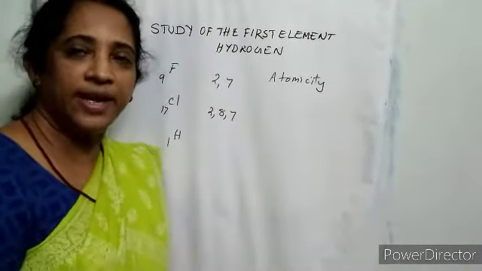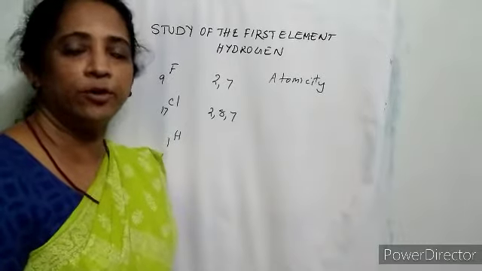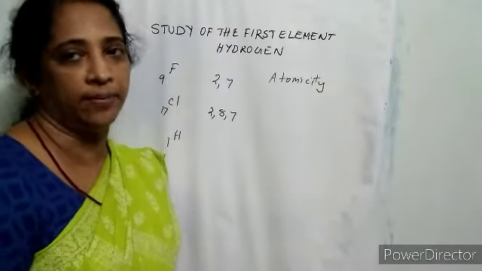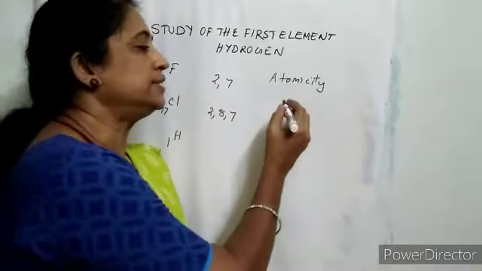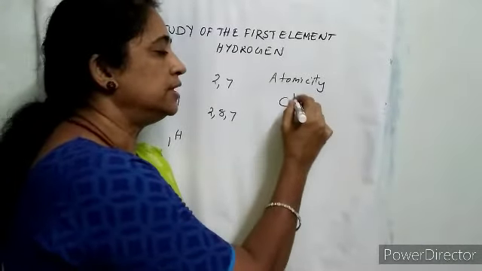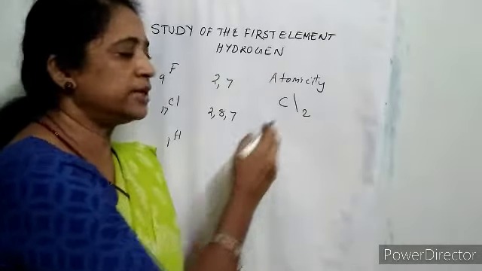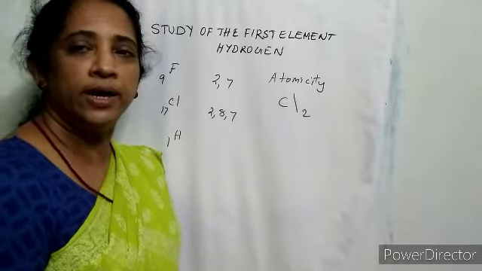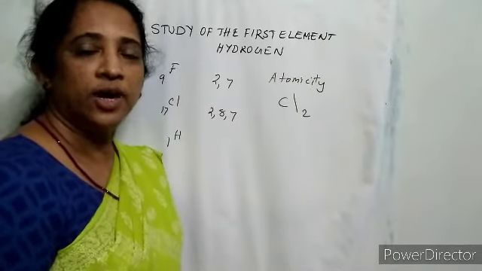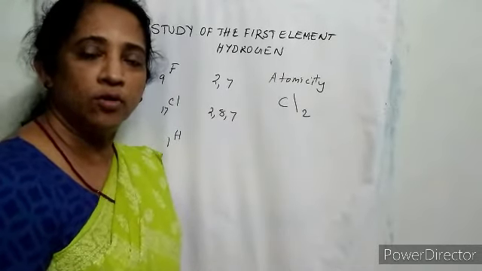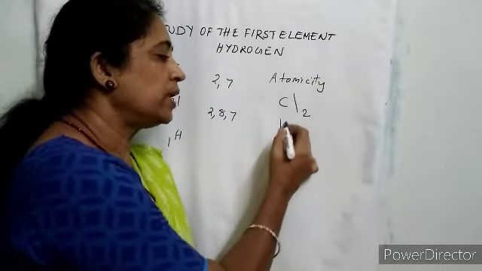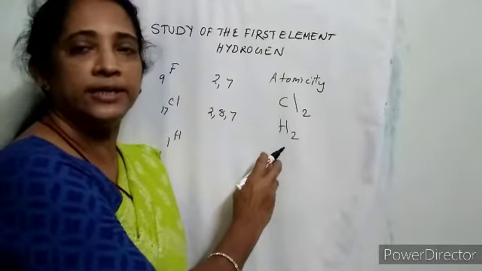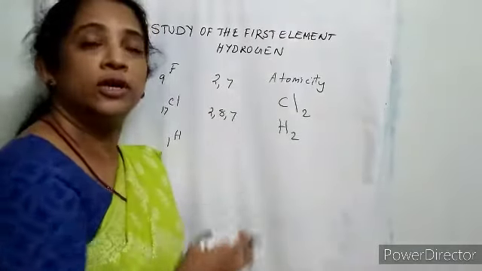The next similarity is atomicity. Define atomicity: number of atoms present in a molecule of an element. For example, the molecular formula of halogen chlorine is Cl2. How many atoms are present in a molecule of chlorine? 2 atoms. Fluorine formula is F2. So atomicity of fluorine is 2, chlorine is 2. In the same way, the molecular formula of hydrogen is H2, and the molecule contains 2 atoms.